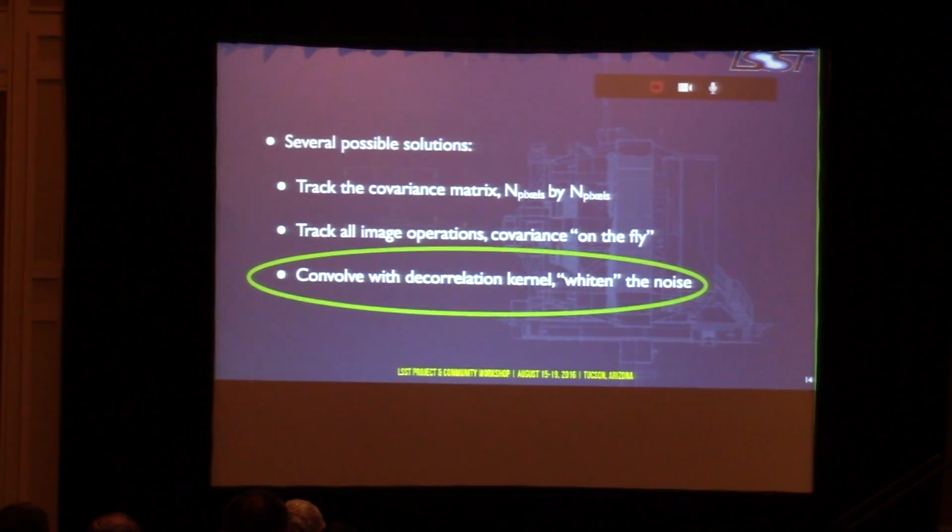There are a few solutions to this. One is to track the covariance matrix. This is theoretically n pixels by n pixels, but there are ways to make that more manageable. That's a possibility. You can do that either and save that on the files, or you can do that on the fly. Or a method that we've been looking at recently is convolving this with what we're calling a decorrelation kernel. This is essentially to remove that excess power on the size scale of the PSF that we had inserted by the matching kernel.